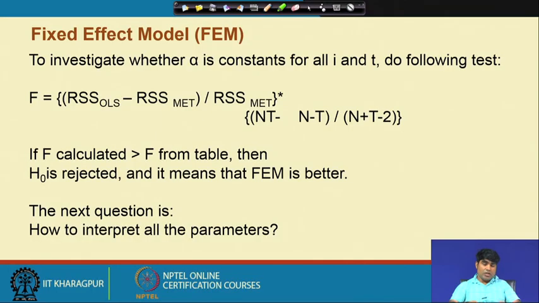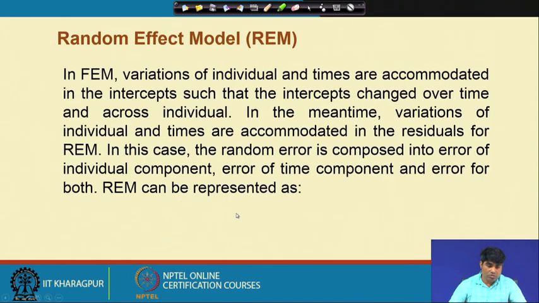So we can actually highlight the details by taking a particular example. Let us first move into the random effect model compared to the fixed effect model. In the random effect model, variations of individual and time are accommodated in the intercept, such that the intercepts change over time and across individuals. In the meantime, variations of individual and time are accommodated in the residuals for a random effect model.